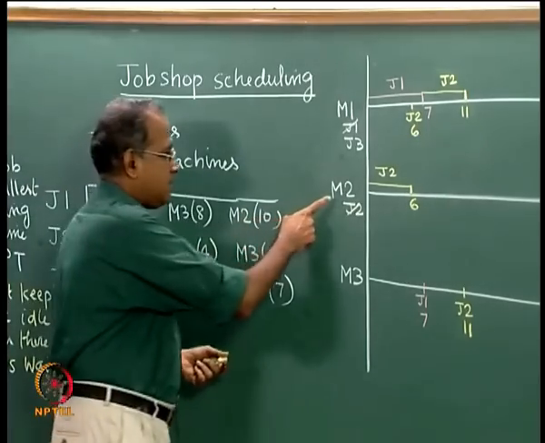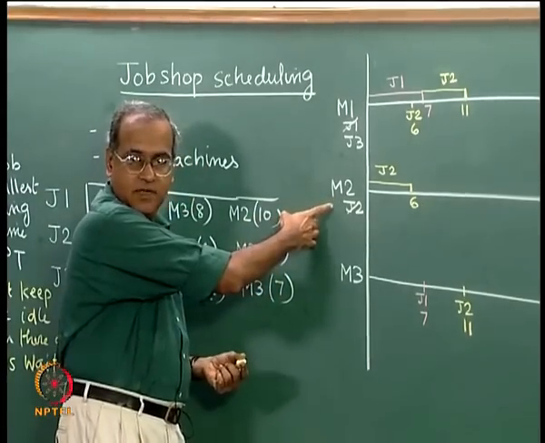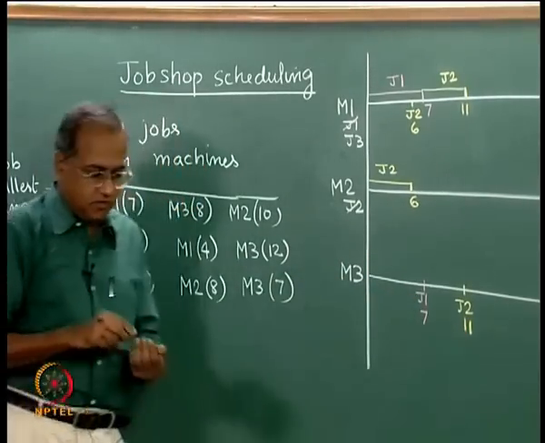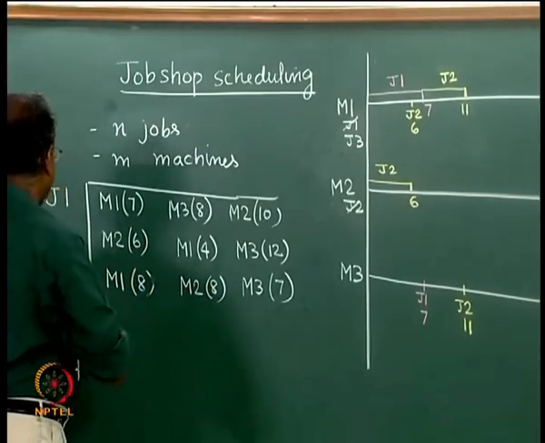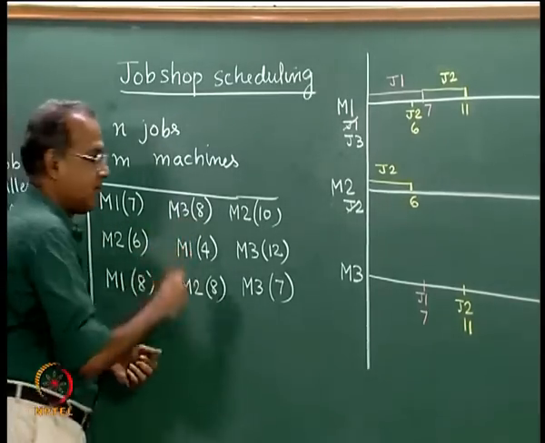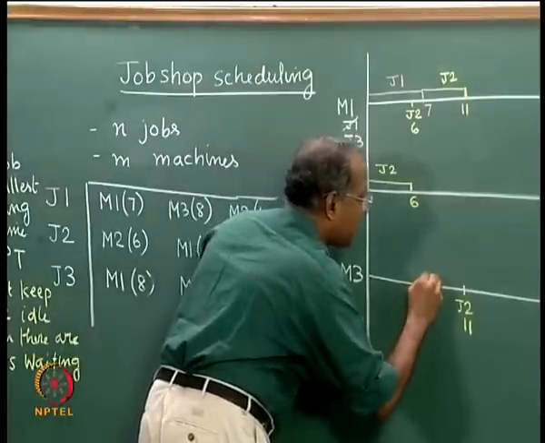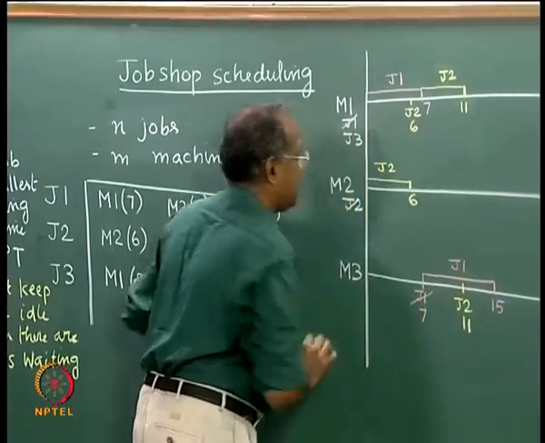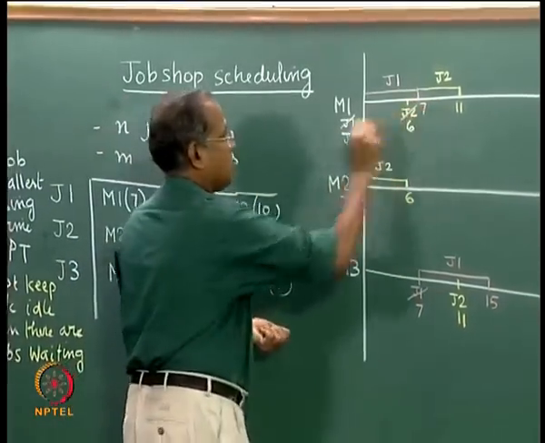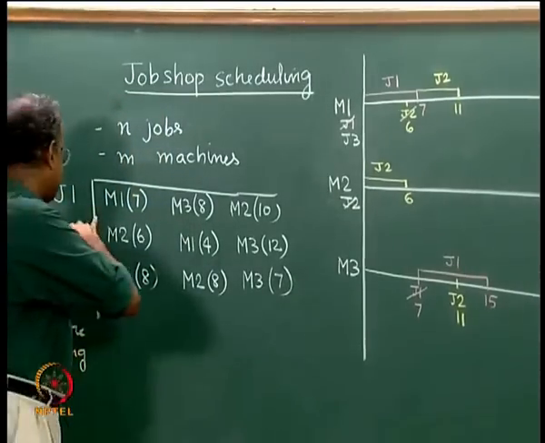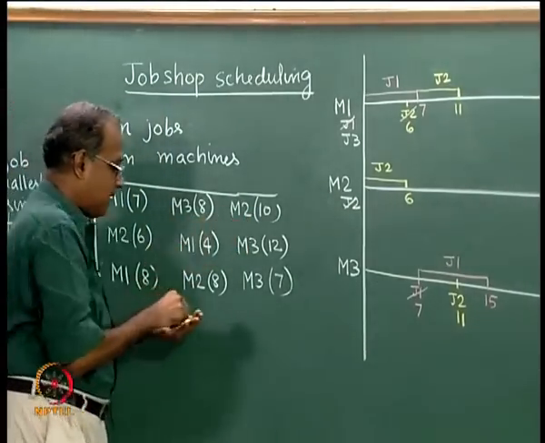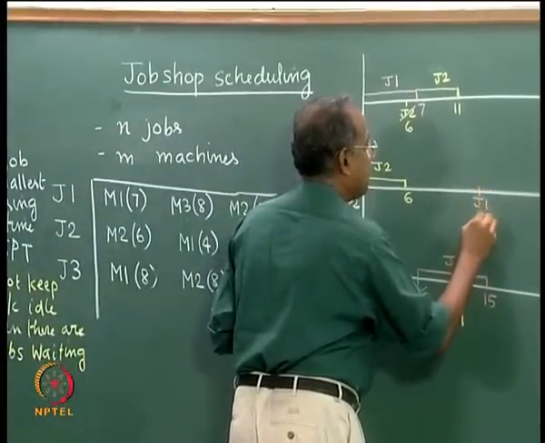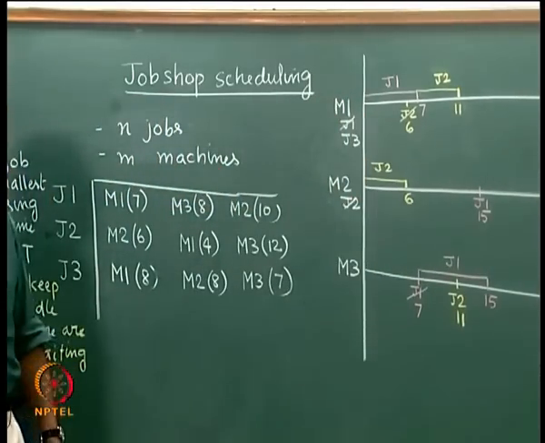Now, once again at time equal to 7, M2 does not have any job in front of it. At time equal to 7, M3 has J1 in front of it. So, it starts J1. J1 on M3 takes another 8. So, 7 plus 8, 15. J1 finishes on M3 at 15 and goes to M2 at 15.